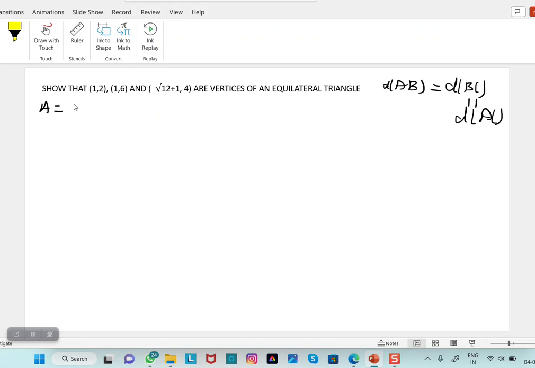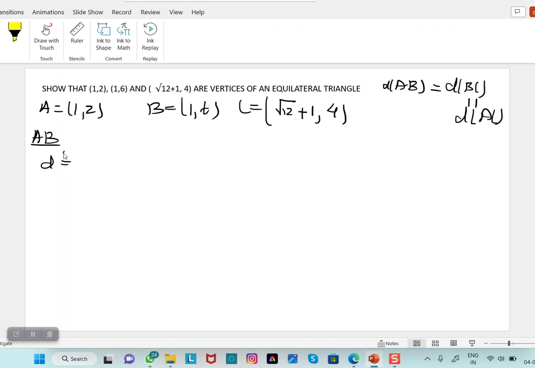So we take A as (1, 2), B as (1, 6), and C as (root 12 plus 1, 4). Our aim is to show that distance AB is equal to distance BC and distance AC. Now to find distance AB, we have the distance formula: distance AB is given by root of (x2 minus x1) the whole square plus (y2 minus y1) the whole square.